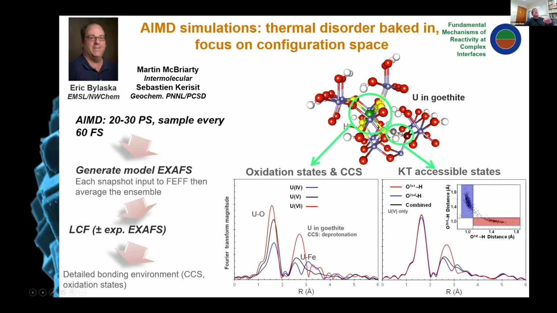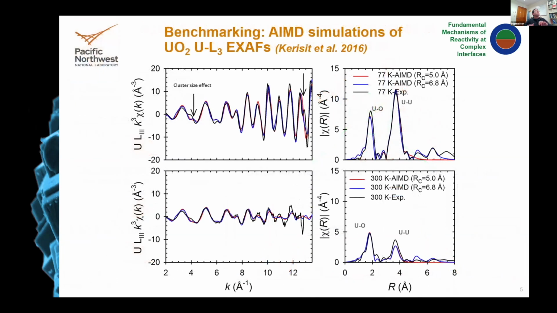If you were only to model the spectra when the proton is on the uranium octahedra, you get this blue curve. If you were only to model the spectra when it's on the iron octahedra, you get the red curve. And of course, the true spectrum is the weighted average of both. That's something you're going to miss if you're not doing a dynamical calculation.